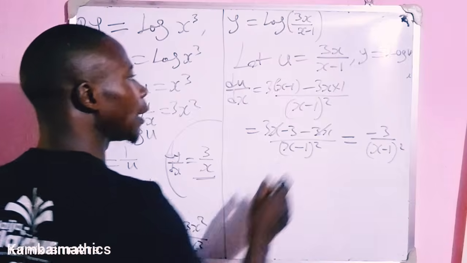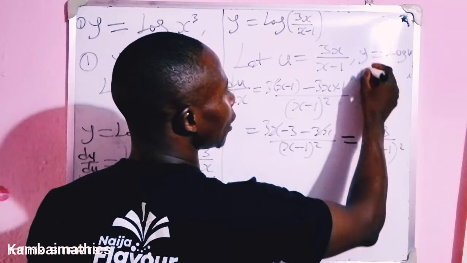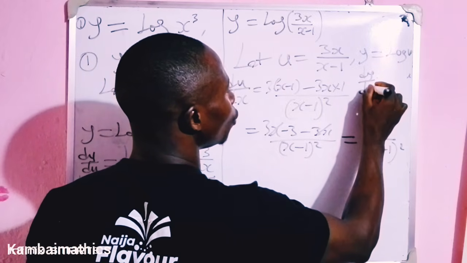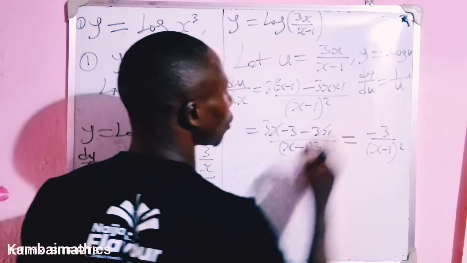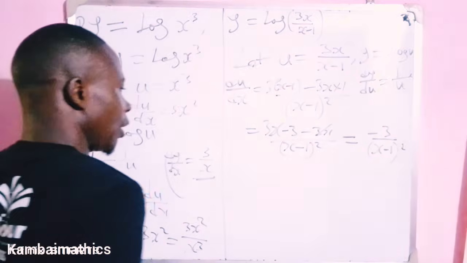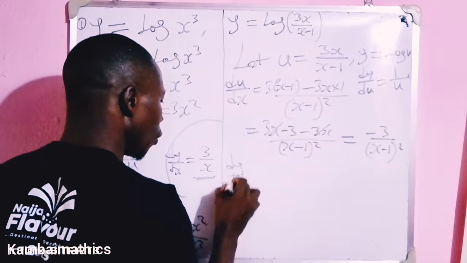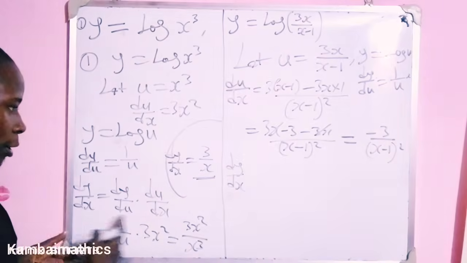So then we have here, let me use this place here, dy all over du will give us 1 all over u. So by implication here, dy all over dx, I will be using this formula.